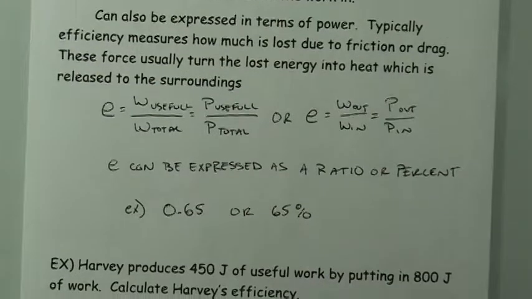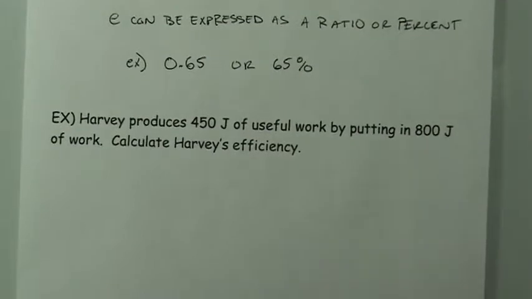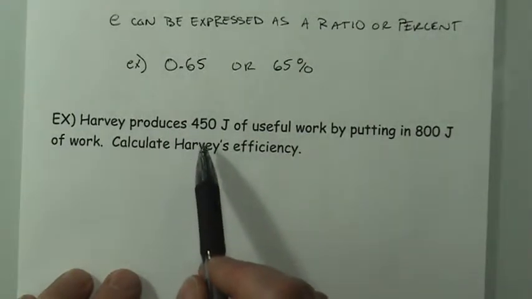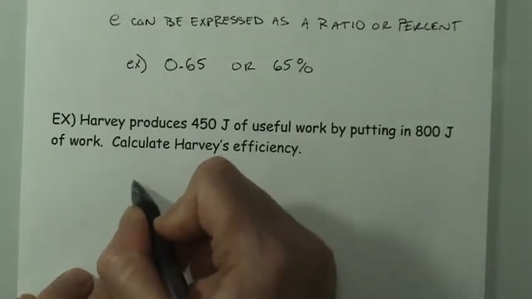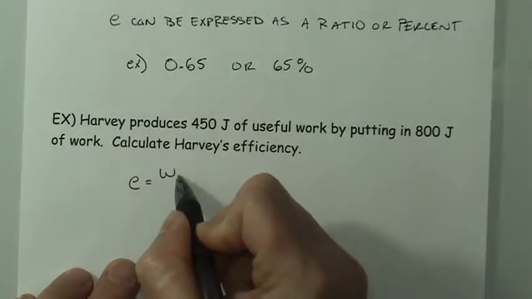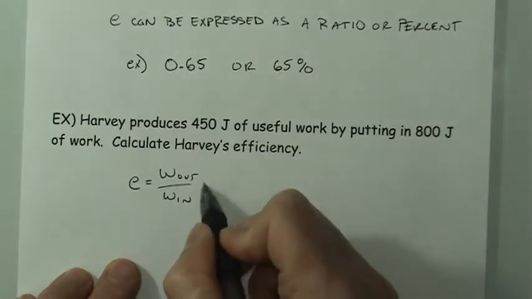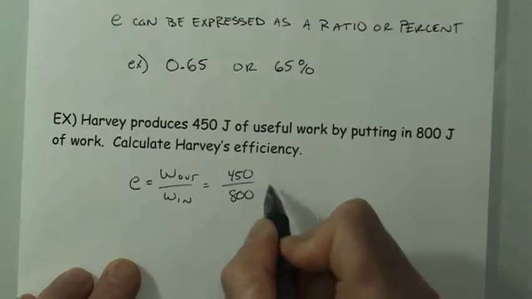Okay, so let's take a look at an actual real-world problem. We'll keep it very simple to begin with. We'll just do a couple really simple examples, and then we'll look at one more challenging one at the very end. So Harvey produces 450 joules of useful work by putting in 800 joules of work. Calculate Harvey's efficiency. So this is a very easy problem. In this case, it's being expressed in terms of work, so it's going to be the work out over the work in. So that's 450 divided by 800.